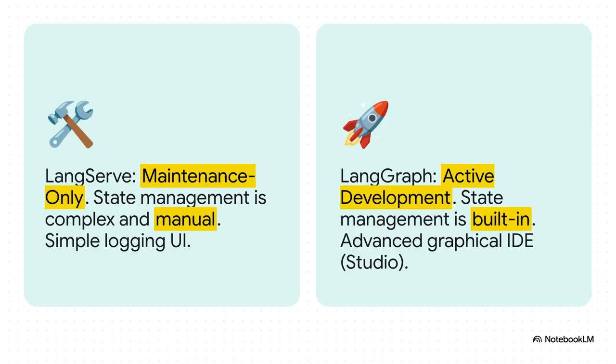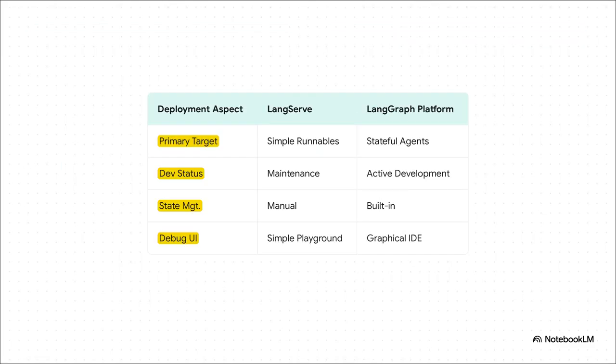To handle memory in LangServe, you had to do these clunky manual workarounds. In LangGraph, it's just built right in. And that simple little Playground UI is being replaced by a full-blown graphical IDE called LangGraph Studio. And this table really illustrates the details of that change. LangServe was perfect for simple A to B to C kinds of chains. LangGraph, on the other hand, is built specifically for these complex, looping, stateful agents. The difference here isn't just a small upgrade. It's a completely different architecture designed for the next wave of AI apps.